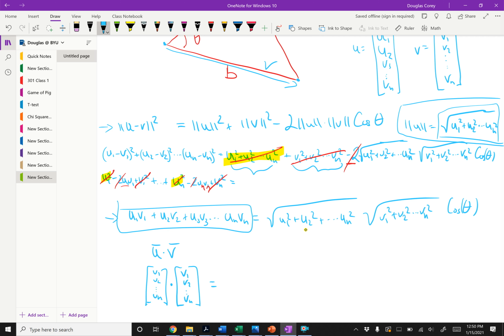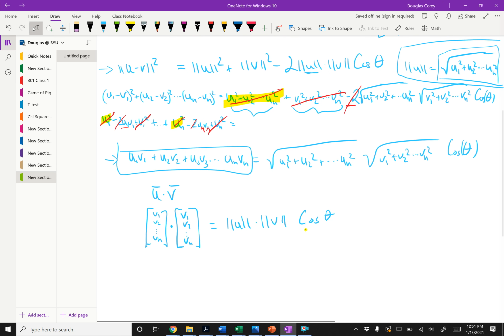Equals, and here we could go back. This is just the length of u, that's where we started with anyway up there. And this is the length of v, and cosine of theta. So we get the dot product of the u and v vectors equals the length of u times the length of v times cosine of theta. And we could go one step further if you wanted. We could do u dot v, should have put my vector markers on all those, divided by the length of u times the length of v, equals the cosine of theta.